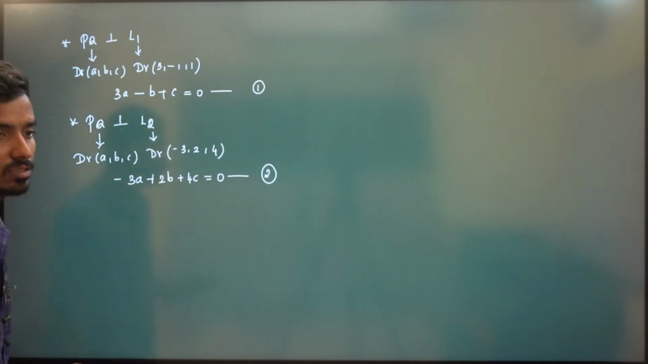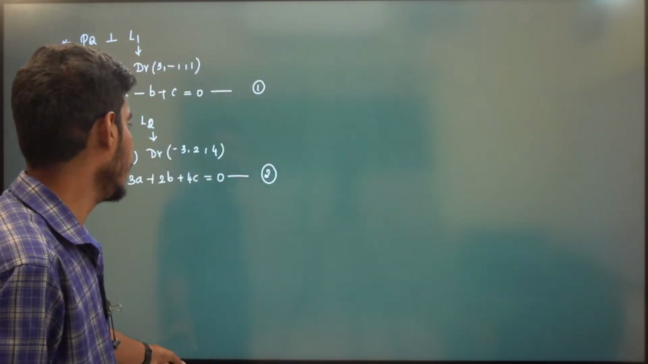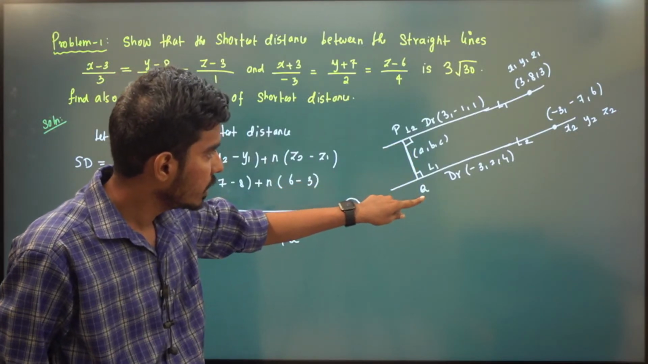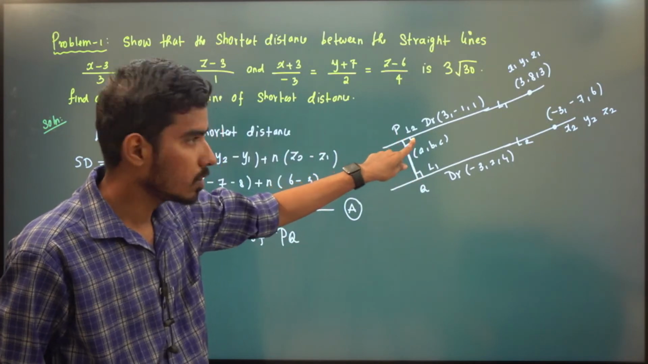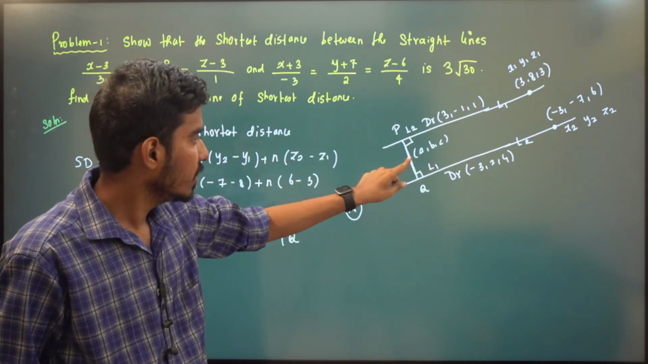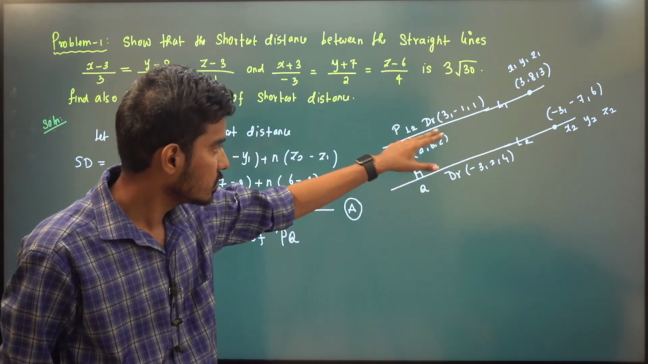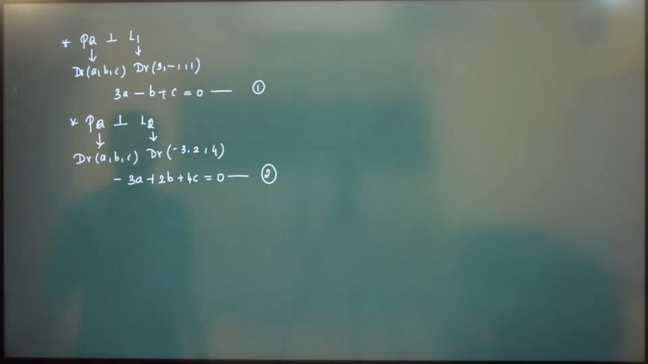See, this is the method to find the direction cosine of PQ. First, you find the direction ratio of PQ by using the condition that PQ is perpendicular to L1 as well as PQ is perpendicular to L2. So that means A, B, C is the direction ratio of PQ. You know the direction ratio of these lines. Just make use of A1 A2 plus B1 B2 plus C1 C2 is 0. Now solve for 1 and 2.